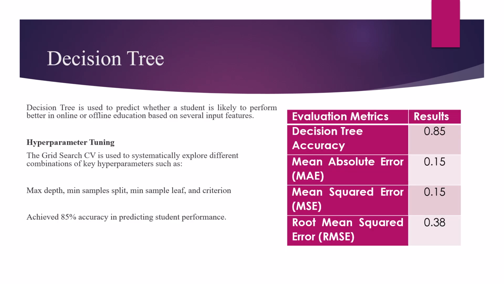The decision tree. After hyperparameter tuning with GridSearchCV, the decision tree model was able to achieve 85% accuracy in predicting which students perform better online or offline.